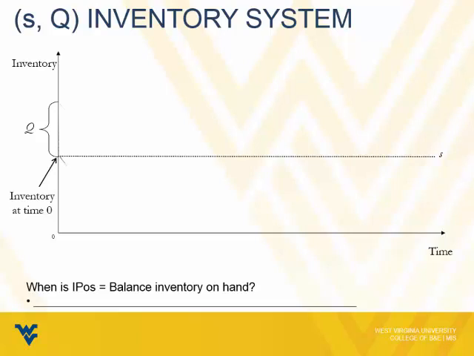So again, I place an order Q, and this is my inventory at time 0. I placed an order Q.